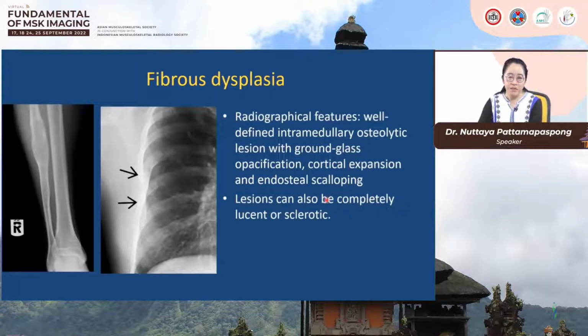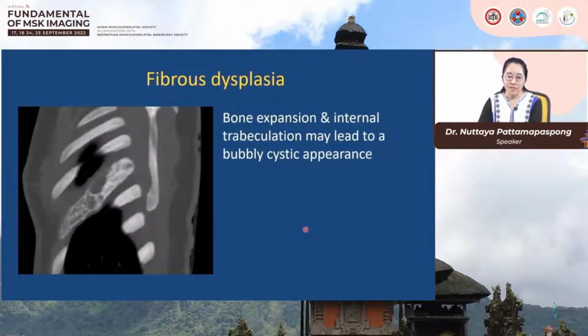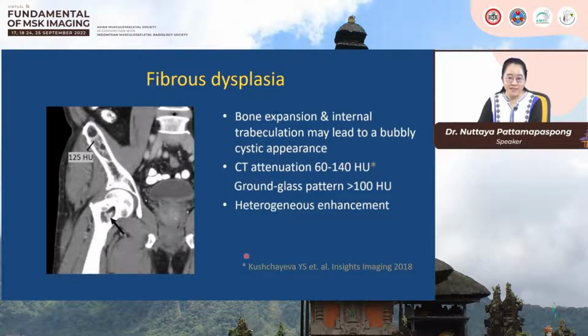Typical findings on radiograph: it can show endosteal scalloping and an expansile cortical lesion, and it can be completely lucent or sclerotic. If it has internal trabeculation, it will look like a bubbly cystic appearance with bone expansion. For CT scan, they can have bony expansion and internal trabeculation that may look like a bubbly cystic appearance. CT attenuation can vary from 60 to 140, but the ground-glass pattern is usually over 100 Hounsfield units. It can also have heterogeneous enhancement.